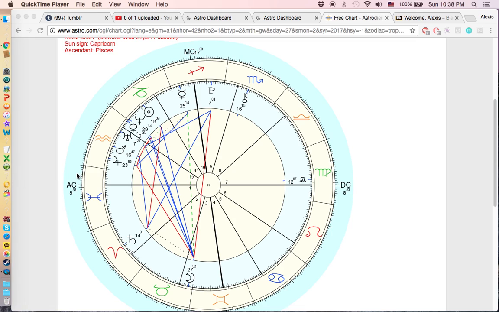So when you want to find out which signs are ruling your houses, you would go to the start of the 1st house, which is right here, and you would look at the glyph that's touching it. In this case, we have Pisces. So the first house is ruled by Pisces because the start of the first house, this starting line right here, is touching the Pisces glyph.